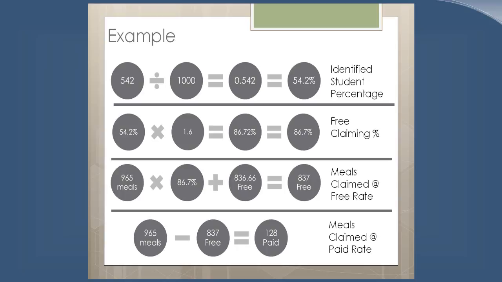So again, if your CEP free claiming percentage is less than 100%, which is less than the cost of providing all students free meals, you would have to cover the cost of the students not receiving free meals with non-federal sources.